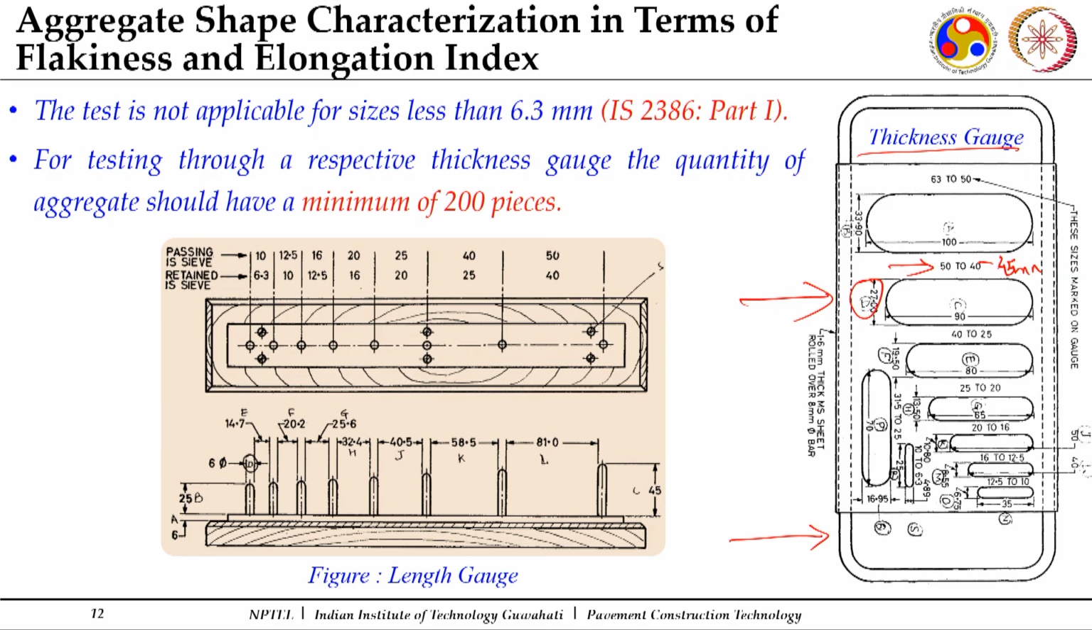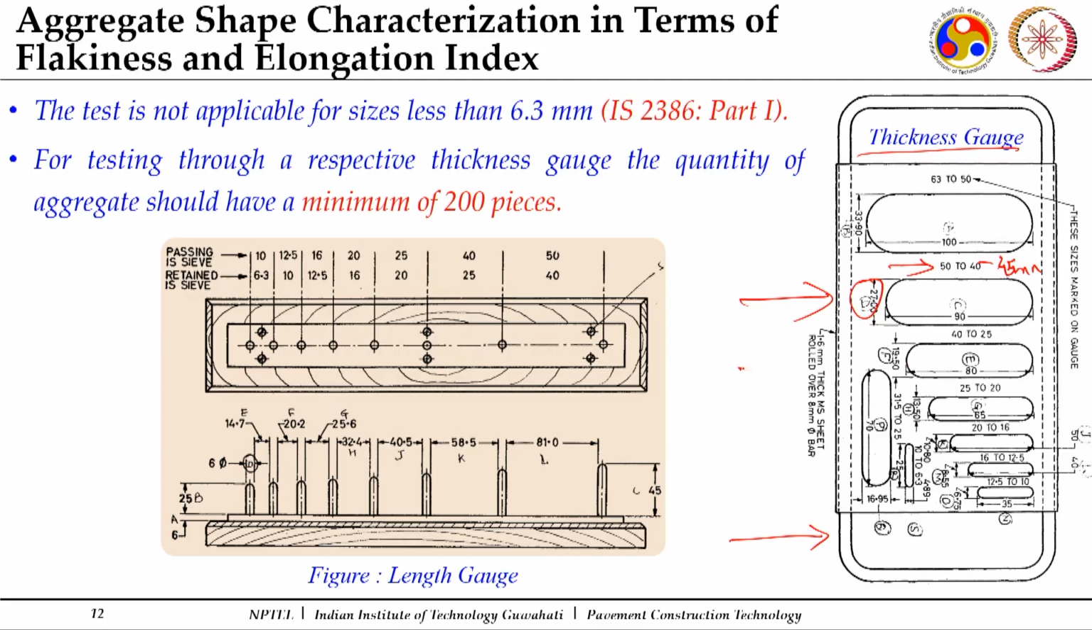If it does not pass through this particular slot, an aggregate which is passing through 50 mm and retained on 40, if it does not pass this slot, then it is a non-flaky aggregate. Whatever passes through it will be called a flaky aggregate. So, I need to do this exercise for a good number of pieces to get a representative figure for it.